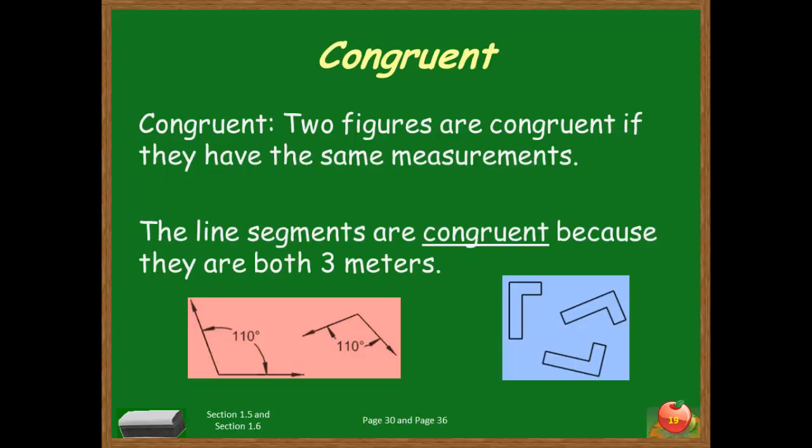Congruent. Two figures are congruent if they have the same measurement. Line segments are congruent because they are both 3 meters. Line segments can be congruent. Angles can be congruent if they have the same measurement. These figures are congruent because they are the same shape. These are congruent figures.